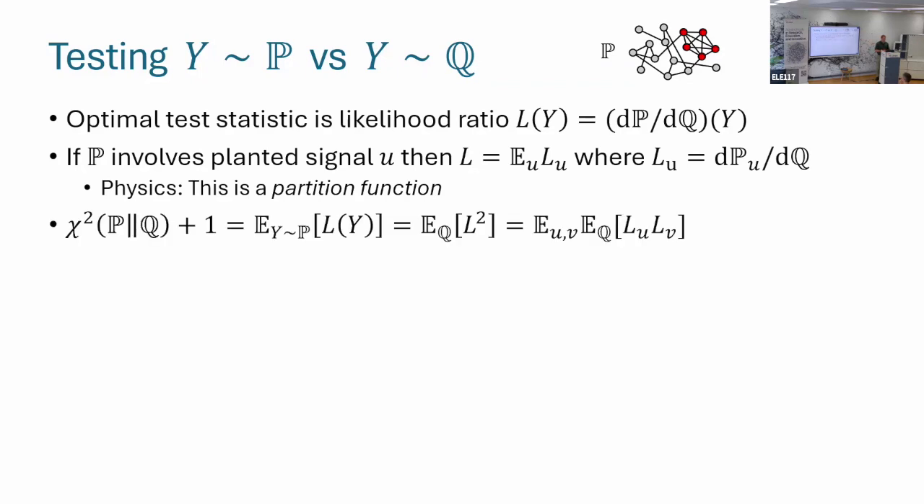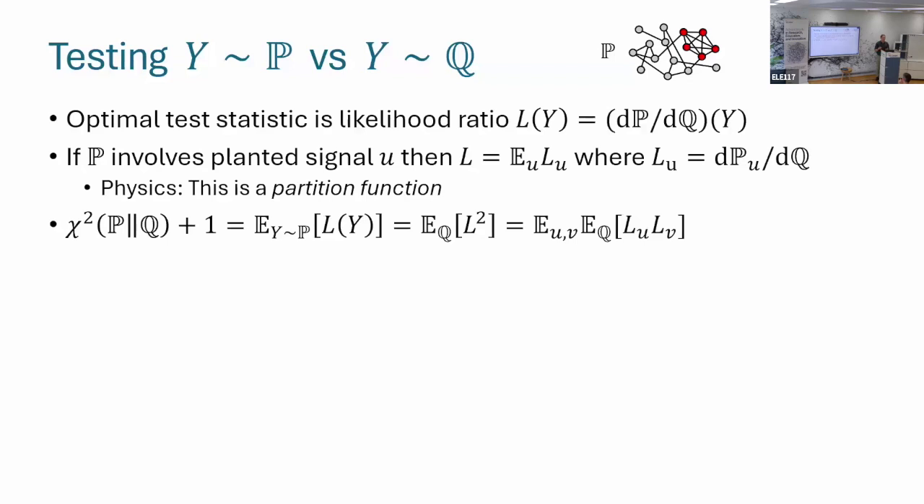Okay, and so going back to classical statistics, there is this tool called the chi-squared divergence that's very useful for answering: when is it possible to tell these two things apart and when is it not? Just for conventional reasons, it's really the chi-squared divergence plus 1, which is closely related to this stuff. But this chi-squared divergence plus 1 is just the expected value of the likelihood ratio when Y is drawn from the planted distribution.